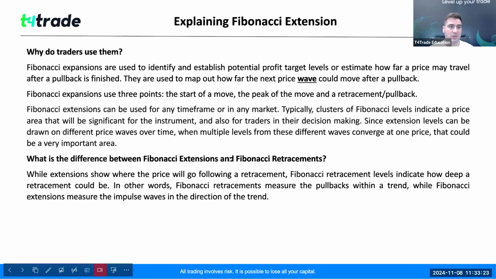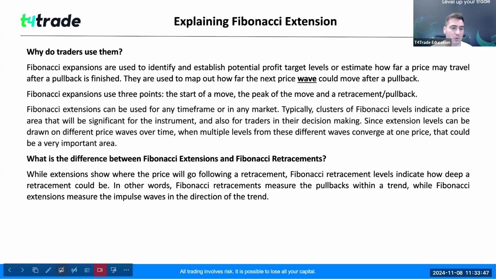So Fibonacci extensions, let's explain them. Why do traders use them? You indirectly got a glimpse by me talking about this earlier on. Fibonacci expansions are used to identify and establish potential profit targets or levels, or estimate how far the price action may travel after a pullback is finished.